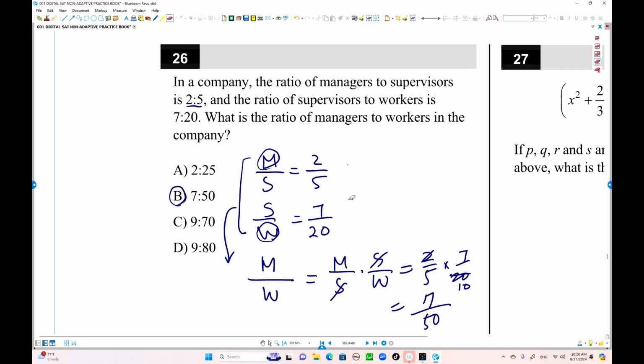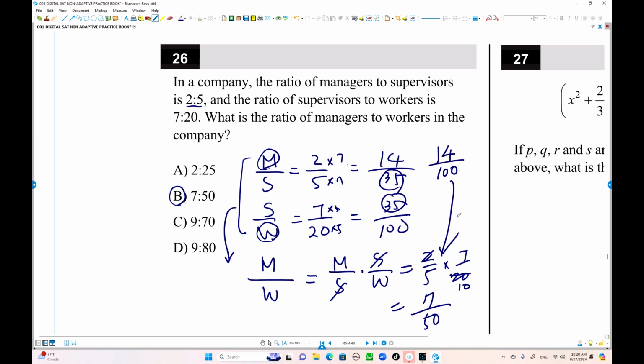Or you can make the number of S the same. We have S over here, and this is S. 5 and 7 are different numbers, so we're going to make them equal. Times 7 over here, times 7, 14/35. Times 5 is what? 35/100. These S numbers are now the same. Now we connect. When m is 14, w is 100. That's true, right? 14/100. That is 7/50. Okay? You can solve it this way too.